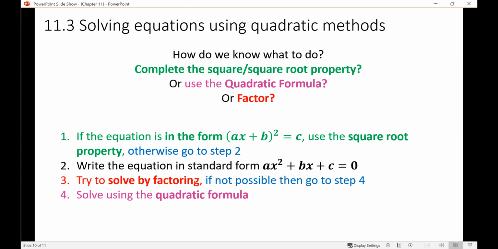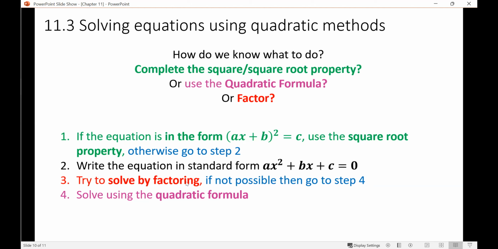Once you're in standard form, try to solve by factoring, right? If you can see the two factors, if you can factor this guy, that's going to be the shortest way to your answer. If you can't factor it, either because it's not possible to factor, or your brain isn't working and you can't figure out the factors, which is fine, then go on to step 4, which is to use the quadratic formula. The quadratic formula will always work.